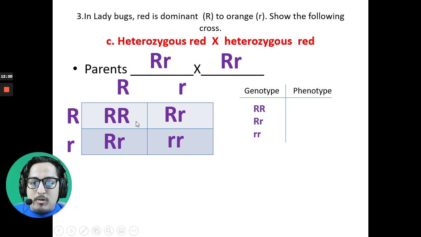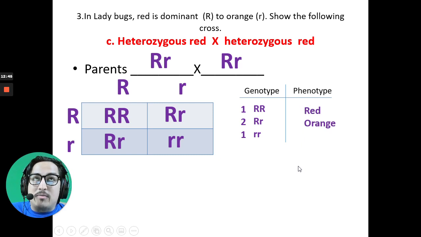Now, they're going to ask you for the genotype again. So you just count the boxes. How many are homozygous dominant? Capital, 1. How many are heterozygous, which means one capital, one lowercase? You have 2 of those. Now, how many are homozygous recessive? 1. Okay?